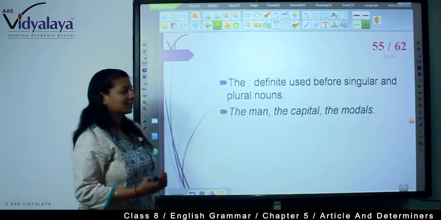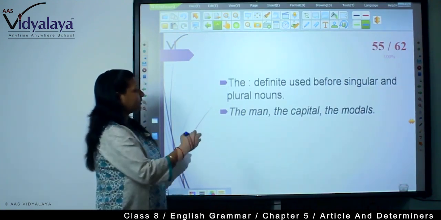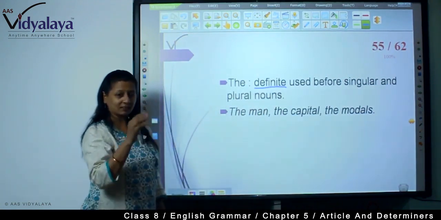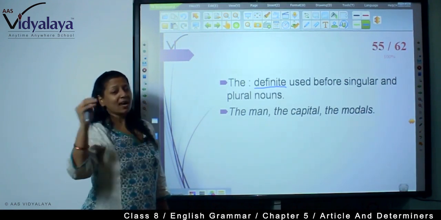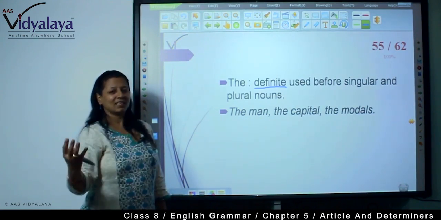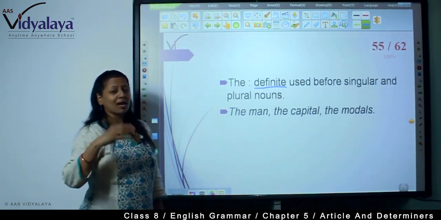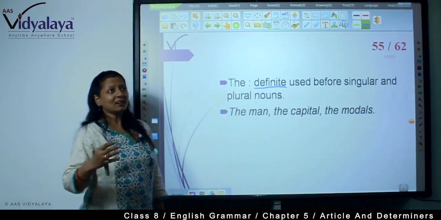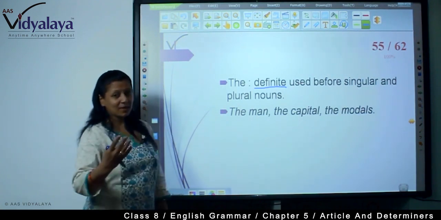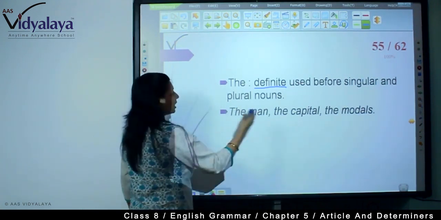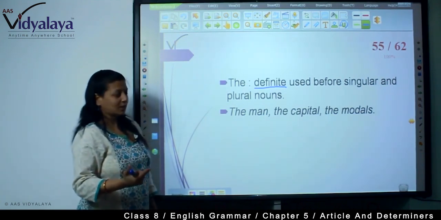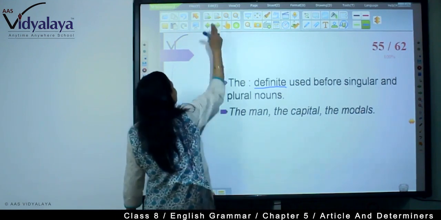Now next. The is a definite article used before singular and plural nouns. The man, the capital, the models. Definite articles mean we are sure about the person or the thing. The man whom I met yesterday was a celebrity. Or the man whom I met yesterday is a music director, right? So the man. Now Delhi is the capital of India. The models, this is plural.